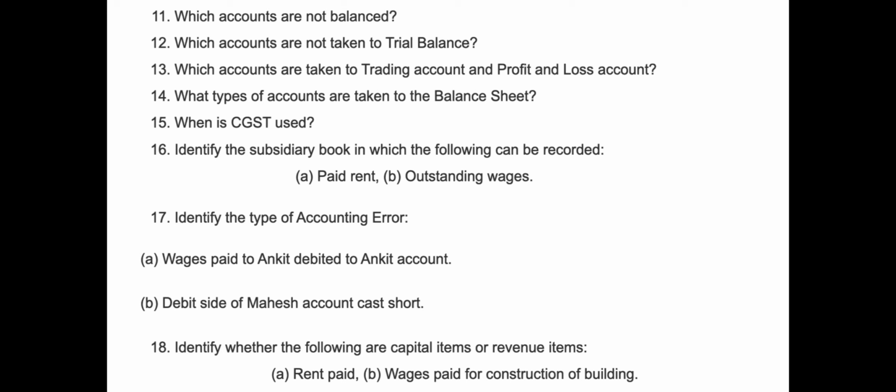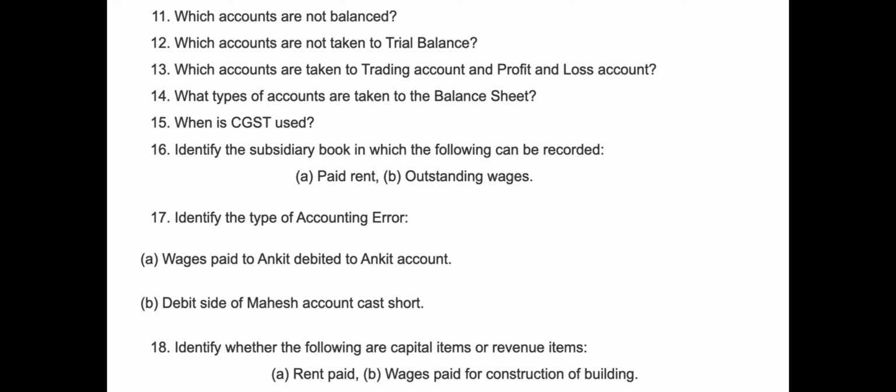16. Identify the subsidiary book in which the following can be recorded. A. Paid rent. B. Outstanding wages. 17. Identify the type of accounting error. A. Wages paid to Ankit debited to Ankit account. B. Debit side of Mahesh account cast short.